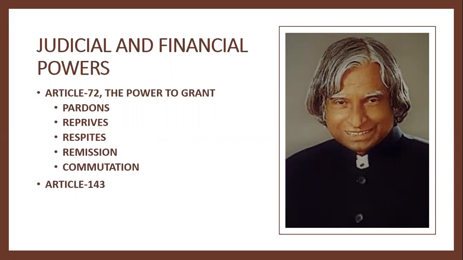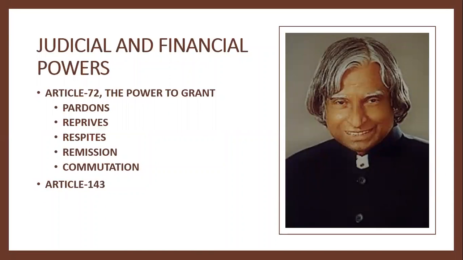Now, under Article 72, there are certain powers to grant, such as pardon, reprieve, respite, remission, and commutation. Now, what does the word pardon mean? In pardon, the President completely absolves the offender from all the punishment. In another way, we can say it is like forgiveness, pardon. He pardons him. Second is reprieve. The word reprieve means to cancel or postpone the punishment. So in reprieve, there is a stay on the execution of the sentence for a temporary period.